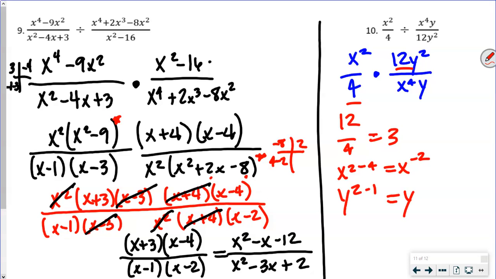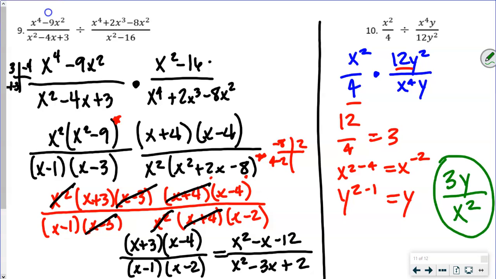So now when we put all these together, remember, if it's negative, it goes to the denominator, okay? So we've got a 3 on top, right? And then we've got a y that's positive, so it goes on top. And then we have an x squared that goes to the denominator. And it goes to the denominator because it's negative. Okay?